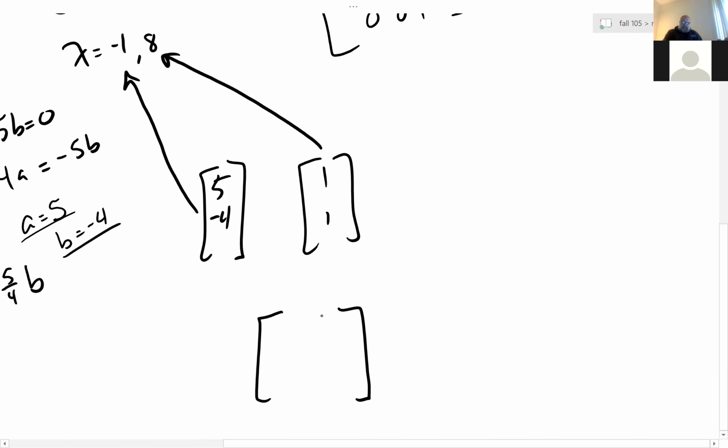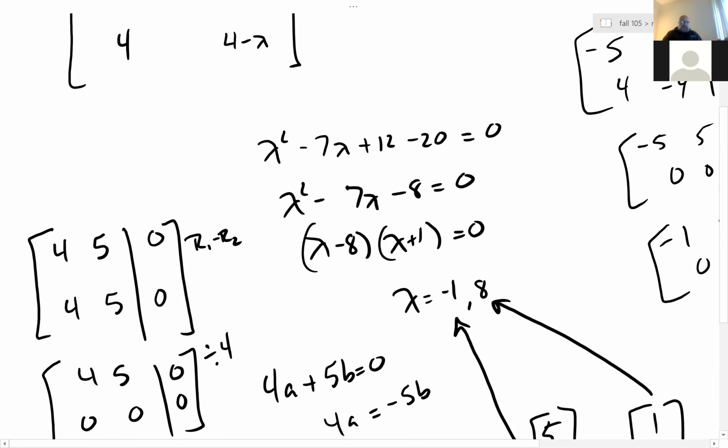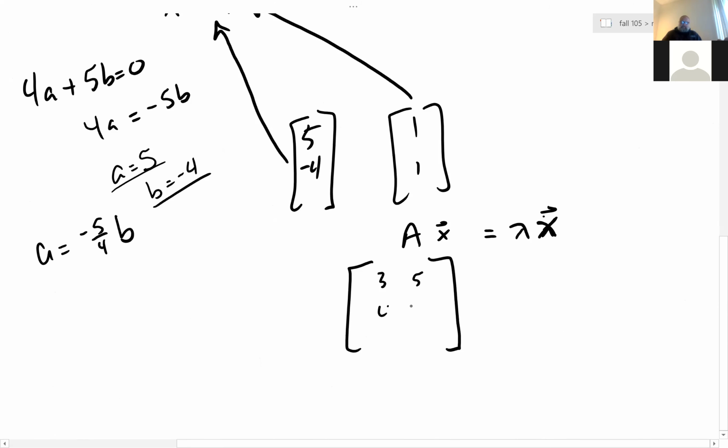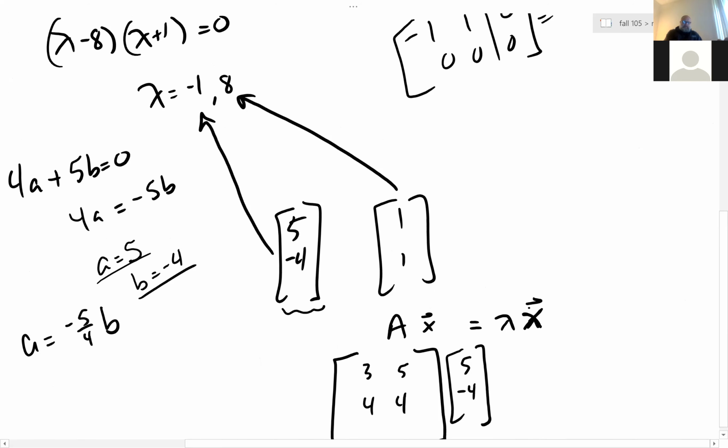So when I wrote this earlier, when I wrote A times this x value equals lambda times some x value, it is quite clear that this vector is a special vector. Well, what vector is it? It's the eigenvector. And so our A here was 3, 5, 4, 4, times our eigenvector, so 5, -4. Why did I choose this one? Well, I'm going to choose this guy because I'm also going to use this guy right here.